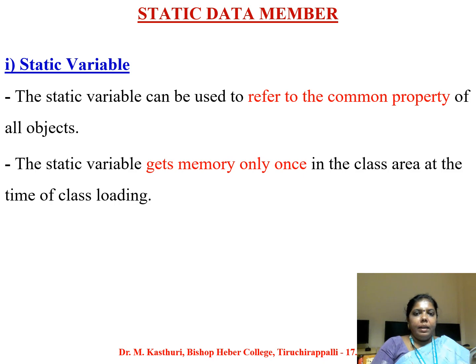Now all instance data members will get memory each time when the object is created. All students have their unique roll number and name, so instance data members are good in such a case. Here, college refers to the common property of all objects. If we make this field static, it will get memory only once.